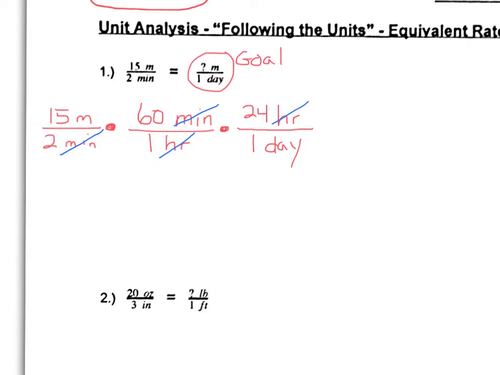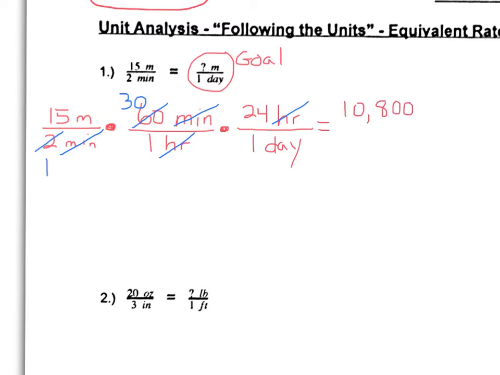Okay, now look at the numbers. I think you can cancel some numbers. Yes, we can. 2 can divide into 60. So that's what I'm going to reduce. 2 goes into 2 once, and it divides into 60 30 times. All right, now just grab a calculator and multiply. 15 times 30 times 24. 15 times 30 times 24 is 10,800.